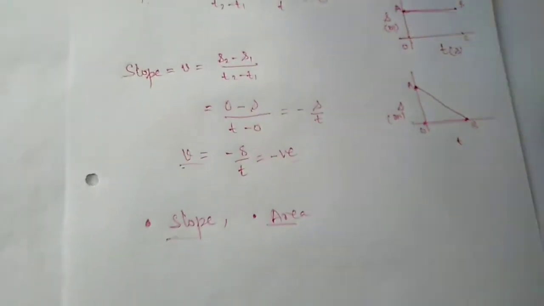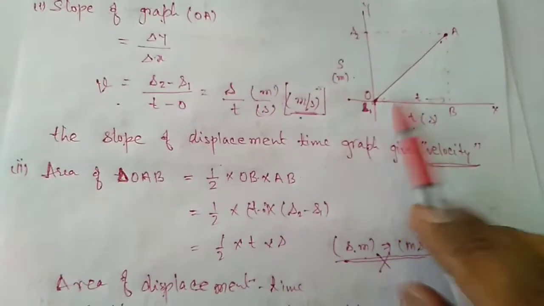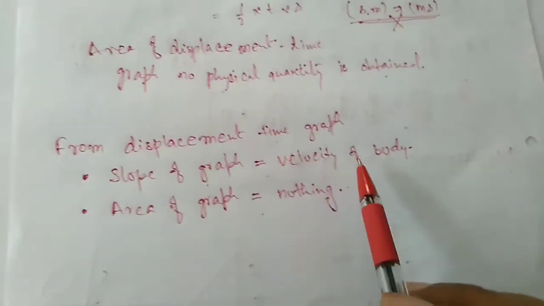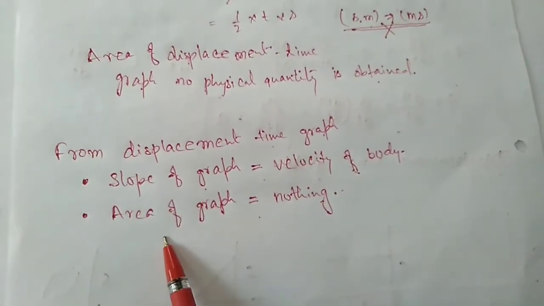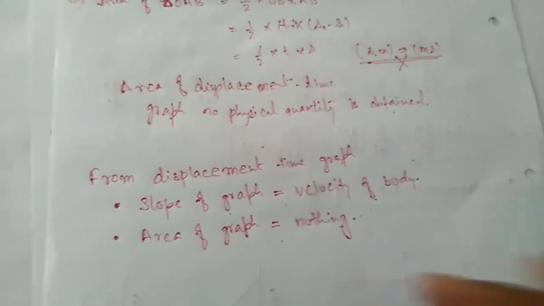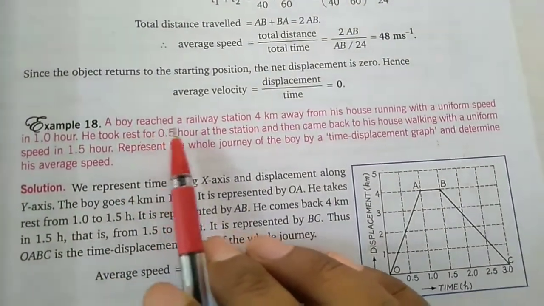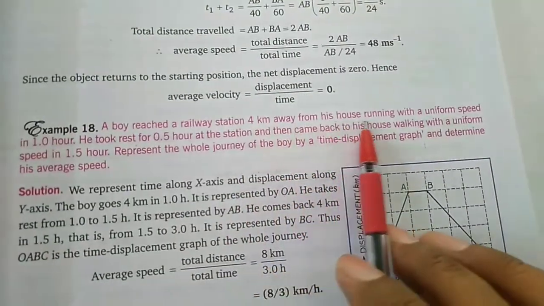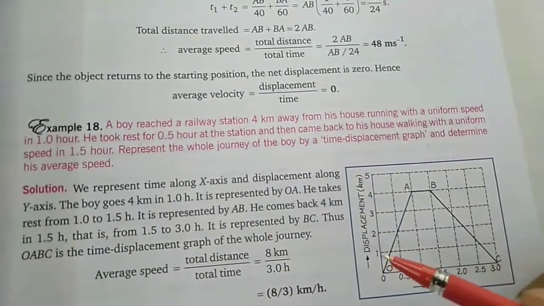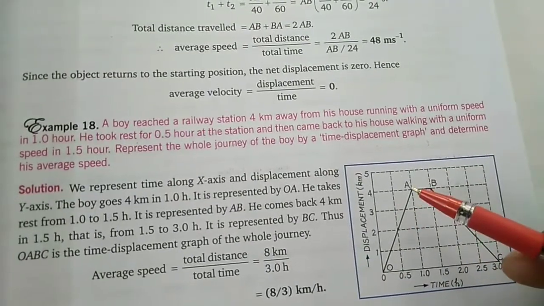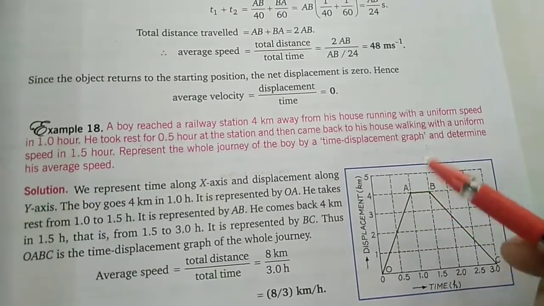In this displacement time graph, on calculating slope you will get velocity of the body, on calculating area you will get nothing. Now see one example: a boy reached a railway station 4 km away from his house. So see, 4 km away from his house. Suppose this is the railway station.